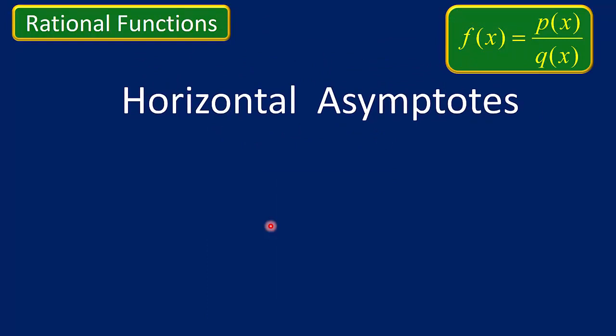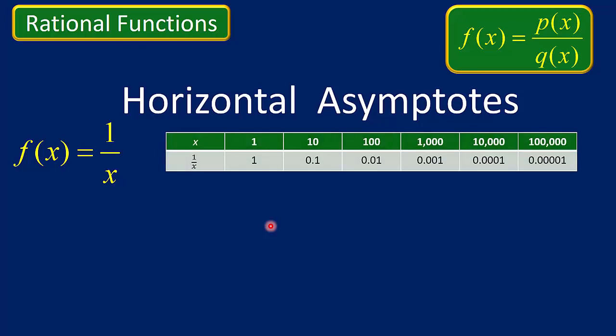Now, let's think about horizontal asymptotes. We'll explore this the same way. We'll go back to f of x equals 1 over x, and I'll make a table. And this time, notice what I'm doing: I'm not having x get closer and closer to 0. I'm having x get larger and larger and larger.